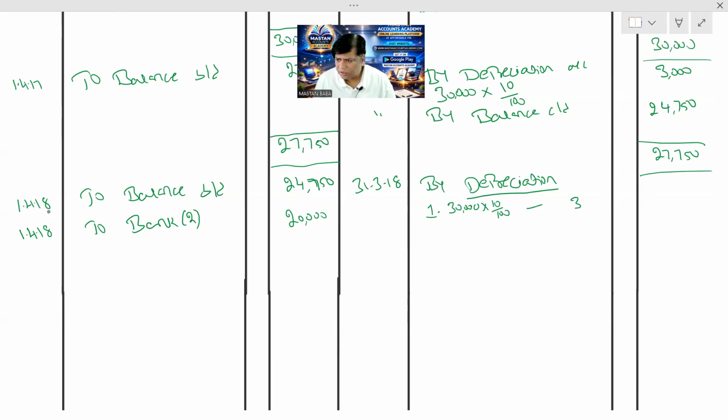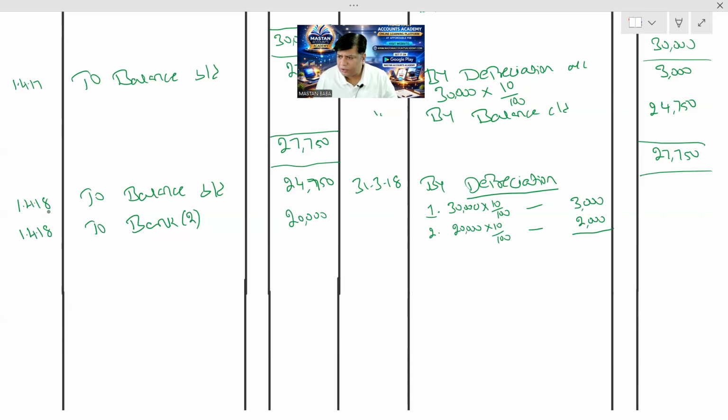So 3,000 in the inner column. Second machinery, on which date is it purchased? It's clearly mentioned, 1st April 18. So 1st April 18 to 31/3/18, it is also used for the full year. And what is the cost of the second machinery, dear students? 20,000 into 10 by 100. Even though it's a slightly lengthy procedure, doing it this way here means there will be no confusion. As the depth increases in the future, there will be no confusion.